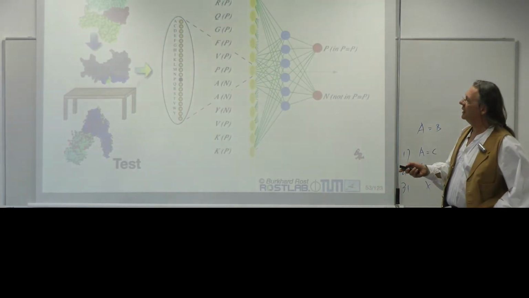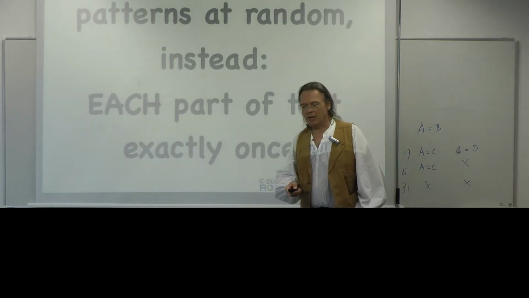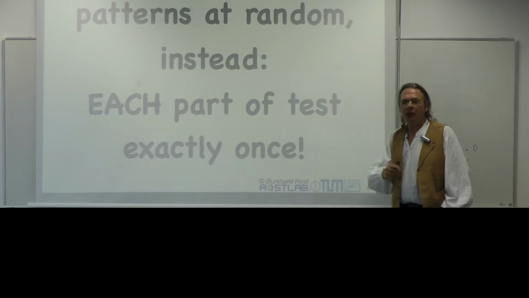So the first thing about cross-validation: you have a data set, you split it into 2, one you hide under the table, and you see how well you do. This split cannot be done at random.